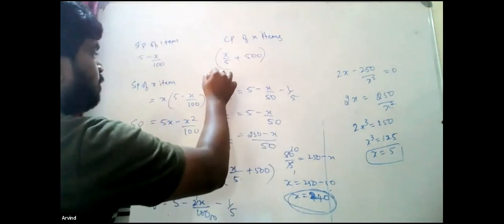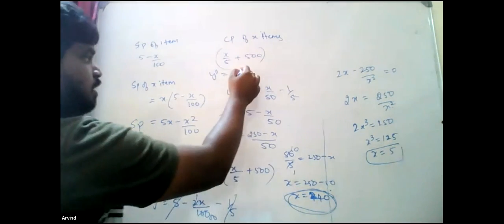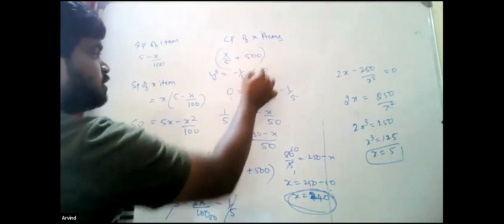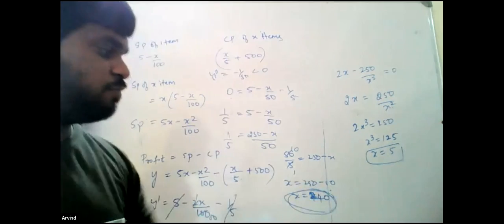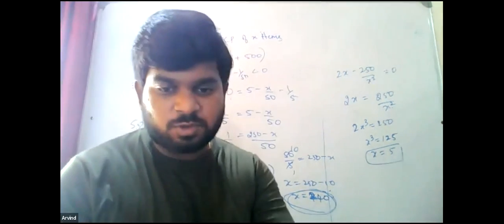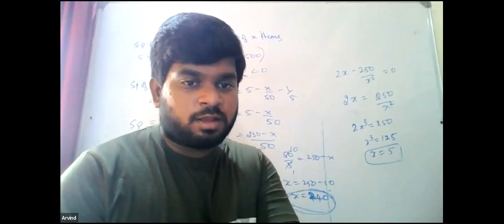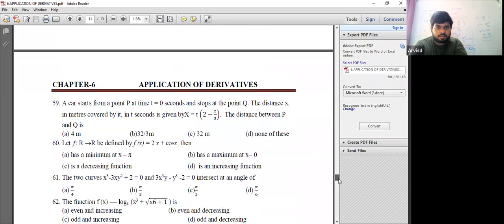You just take y double dash of x. You will get it as less than 0. Differentiating here, y dash has this term and the constant is 0, and differentiating gives minus 1 by 50, which is less than 0. Since y double dash is less than 0, this should be your maximum value. So x is equal to 240, which means we have to sell 240 items to get maximum profit. So it is a very simple question. Instead of giving it directly, they have given it indirectly. I'll stop here. Other questions are very easy, straightforward, the same thing repeated again.